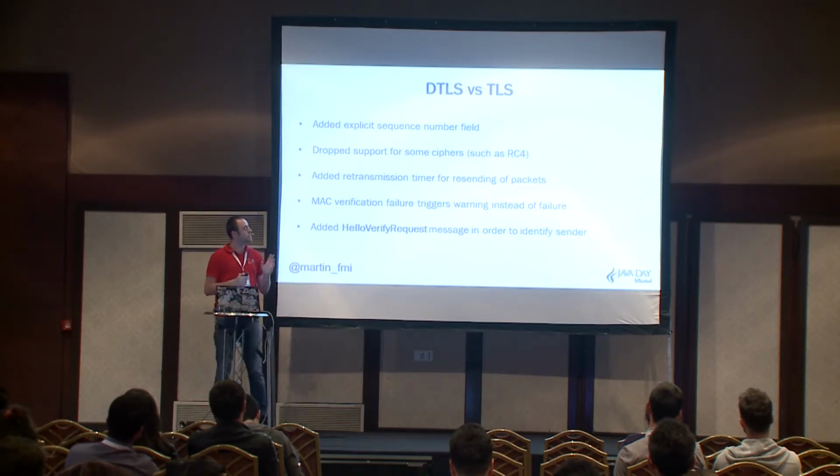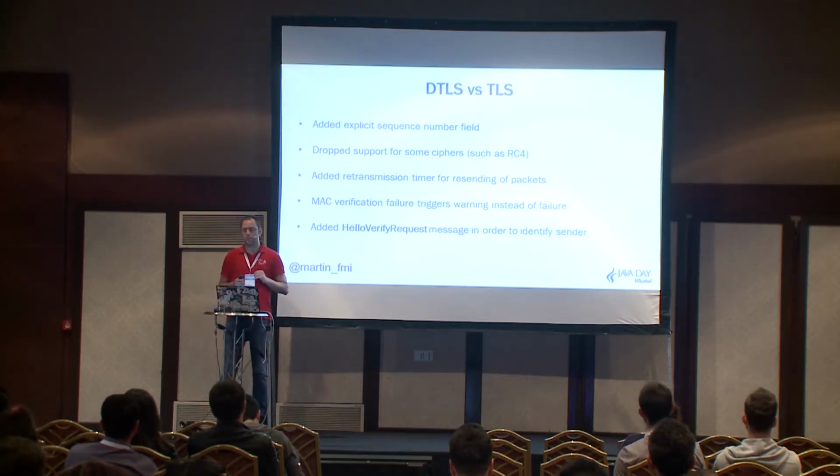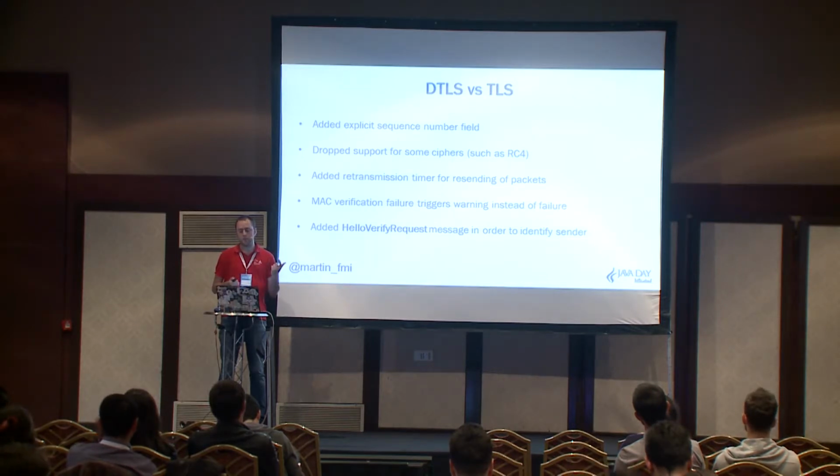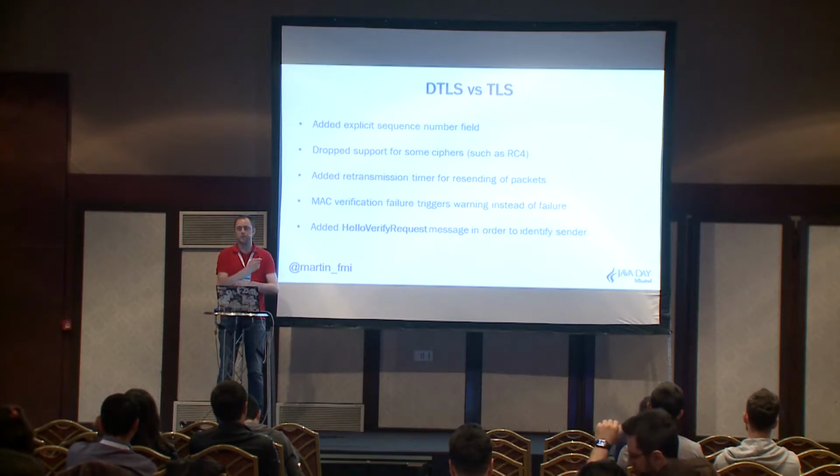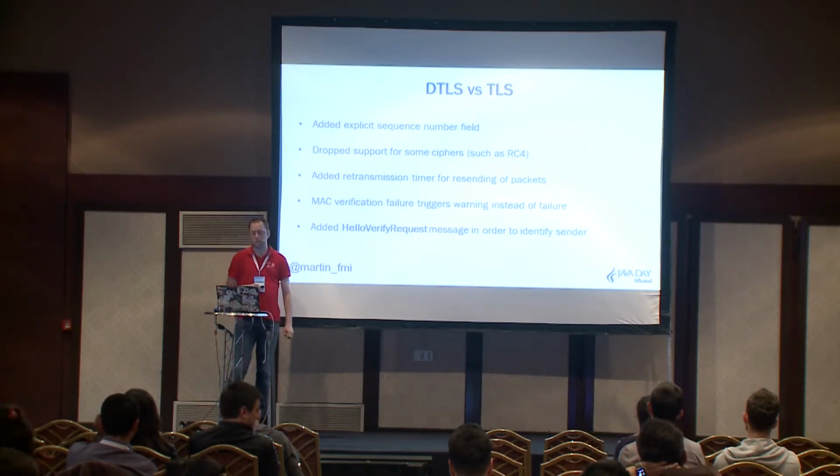And there are a few differences between DTLS and TLS in terms of protocols. First, in DTLS, we have a new field added to the protocol, which is an explicit sequence number. And the reason for that field is because we don't have a guarantee of the order of messages that are exchanged between the client and the server. And this comes by the nature of UDP. There is also some dropped support for cryptographic ciphers, such as RC4. All of the ciphers that are not supported by DTLS are described in the security documentation provided by Oracle.